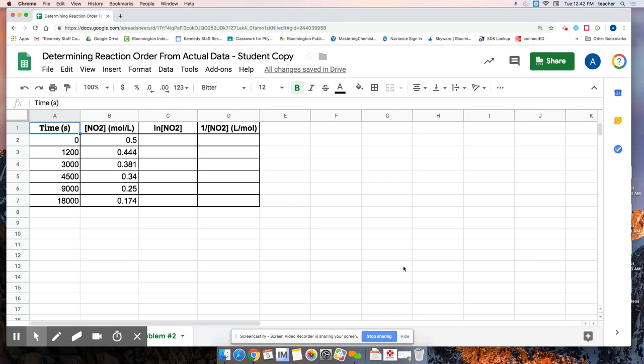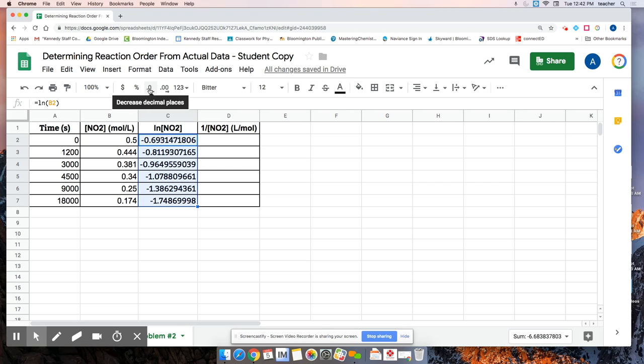Okay, hi you guys, this is problem number 2, so make sure you click into problem number 2 on your tabs. So first thing we need to do is populate our data. So we want to find the natural log of concentration. Oops, I forgot my parentheses. Natural log of concentration. And I'm going to bring that down.